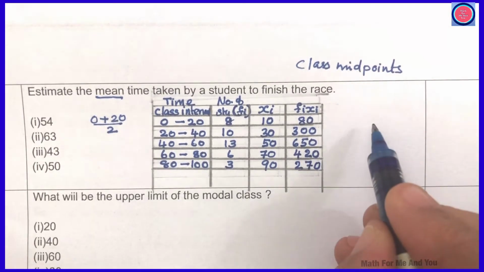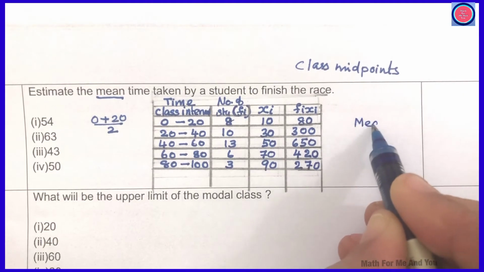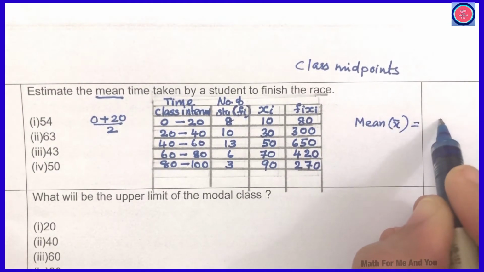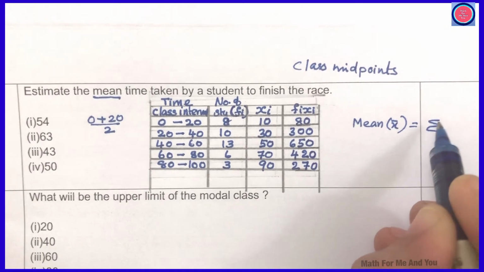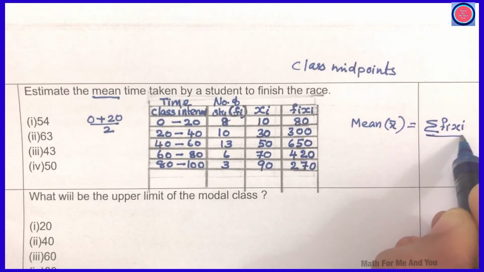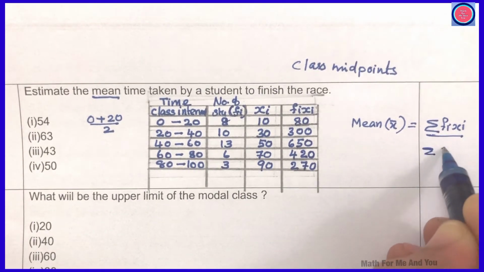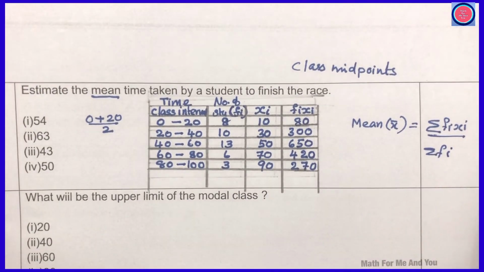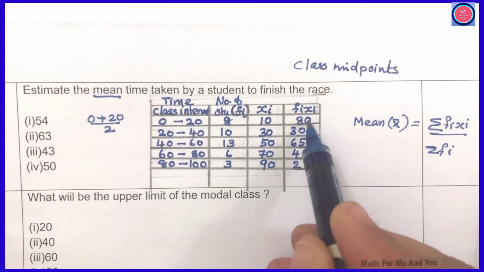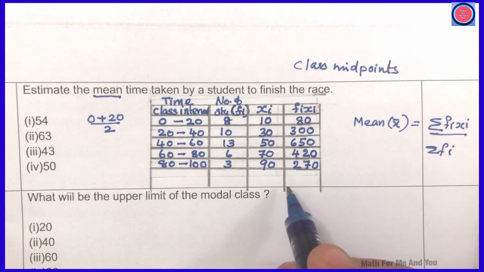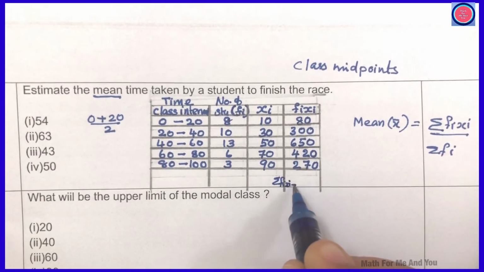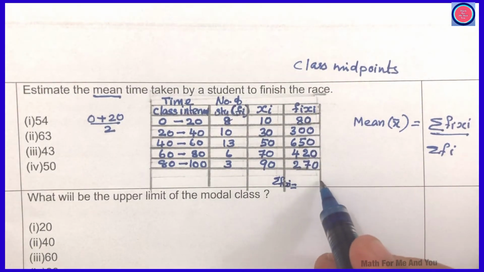Now we can find the total because what is mean? Mean, we denote with x bar, is equal to sigma fi xi over sigma fi. Sigma means total. So here we need the numerator, total fi xi. All these numbers we have to add up, then we get sigma fi xi. What is the total? Let's calculate.